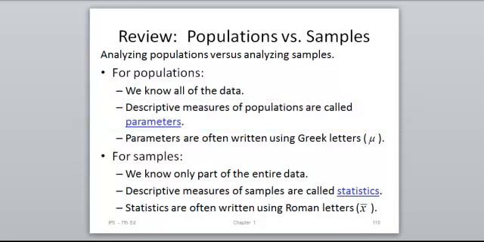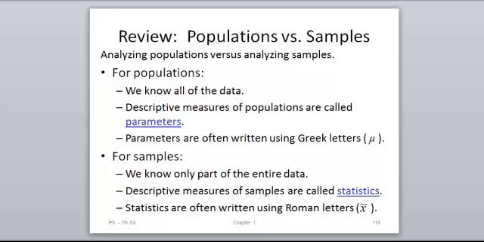Parameters are often written with the Greek letters, such as mu, which is the mean. That's what we represent, the population mean. Mu is the lower case Greek M, and it looks like a funky U. And we'll learn all the different Greek letters to go with the different parameters. Now, parameters define a population.